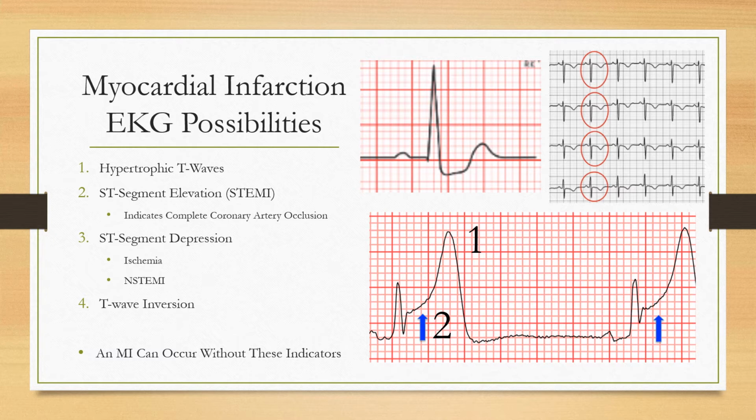Okay, and this usually indicates a complete occlusion of a coronary artery that's feeding a portion of the heart, and it's going to result in a full thickness myocardial infarction, meaning from the outer muscle to the inner muscle of the myocardium. It's going to be a full thickness heart attack, what we call a transmural heart attack, right through the muscle.